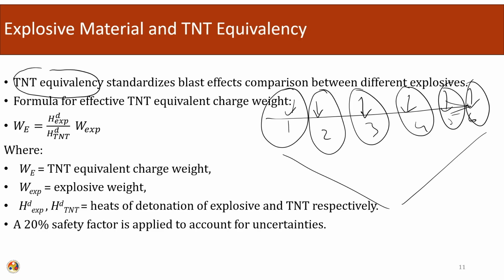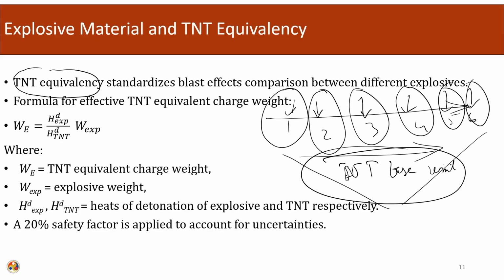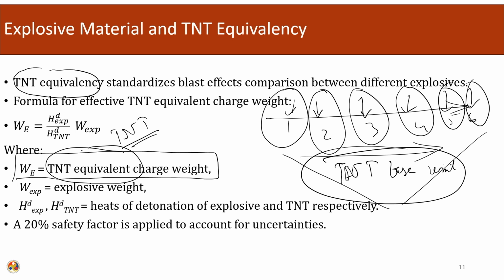In order to have an equivalency, everything is expressed in terms of TNT. The equivalent amount of TNT is the base unit in blast loading. In blast loading, everything is expressed in terms of TNT equivalency. Here we are expressing the WE as a TNT equivalent charge weight. This is different from the actual TNT. Here a TNT equivalent charge weight is being used.